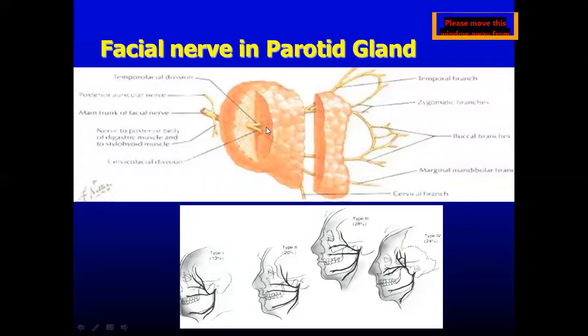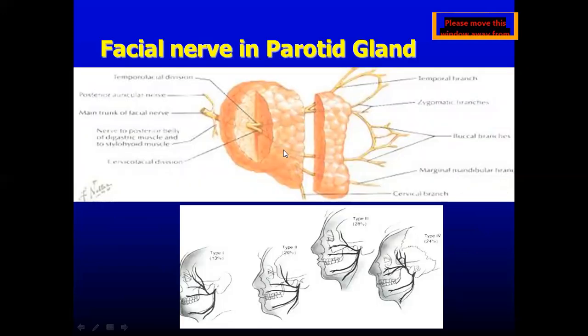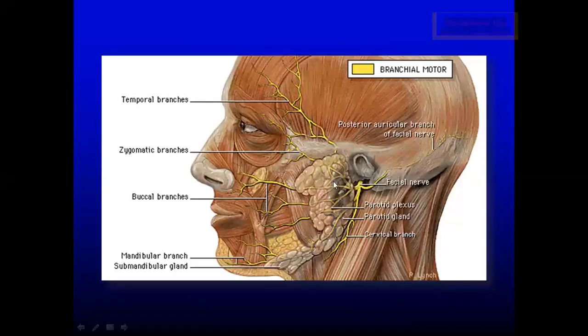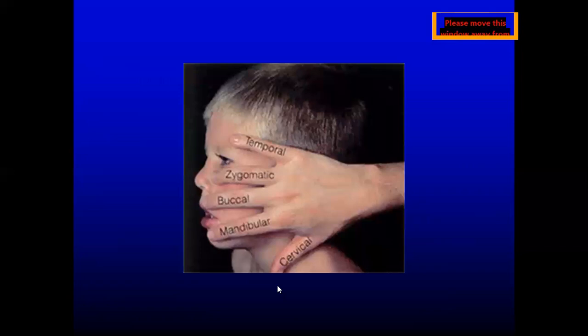So this is the facial nerve and these are the two trunks which are named as temporofacial. This is temporofacial and this is cervicofacial trunks. After emerging from the stylomastoid foramen, the facial nerve enters the parotid gland where it branches at the pes anserinus. Okay, extracranially, the facial nerve branches, you will see posterior auricular, then the nerve going to digastric, stylohyoid nerve. This is posterior belly of digastric. Then 5 terminal branches, we have temporal branch, zygomatic branch, buccal, marginal mandibular and cervical.